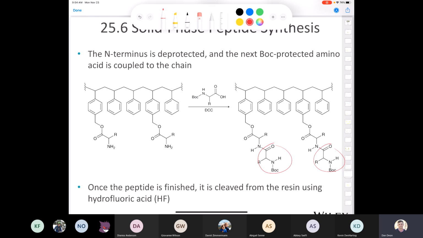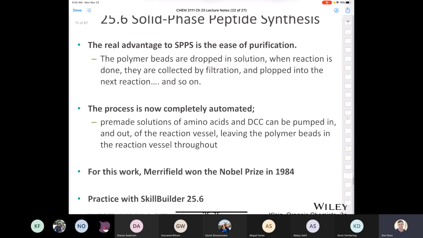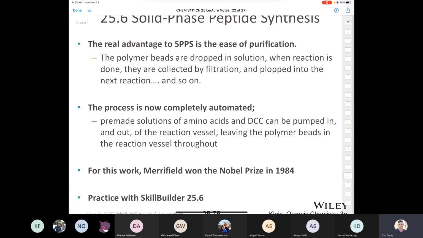But once it's done, say you added 100 different amino acids. Once the whole synthesis is done, all you would do is you treat it with HF, hydrofluoric acid, and then that's going to break this bond here. Okay, it's just going to knock it off the entire polymer, and then you can collect your product, and that's it. So the real advantage to solid phase peptide synthesis is the ease of purification.